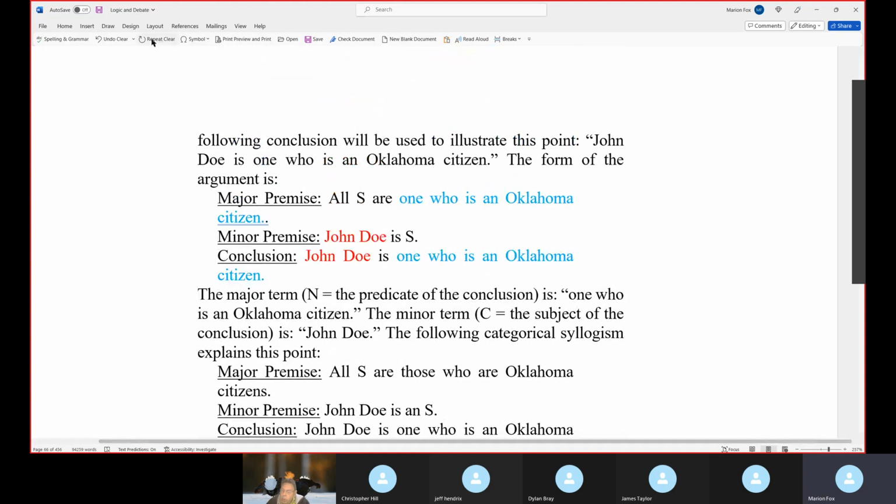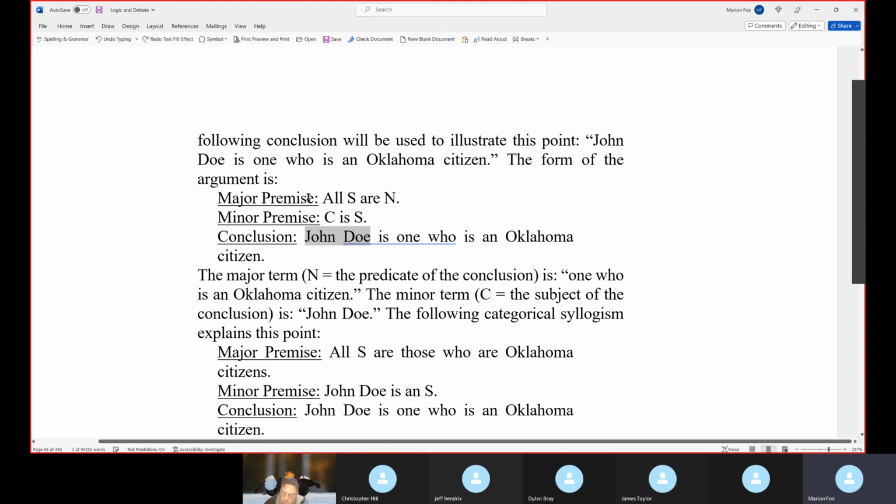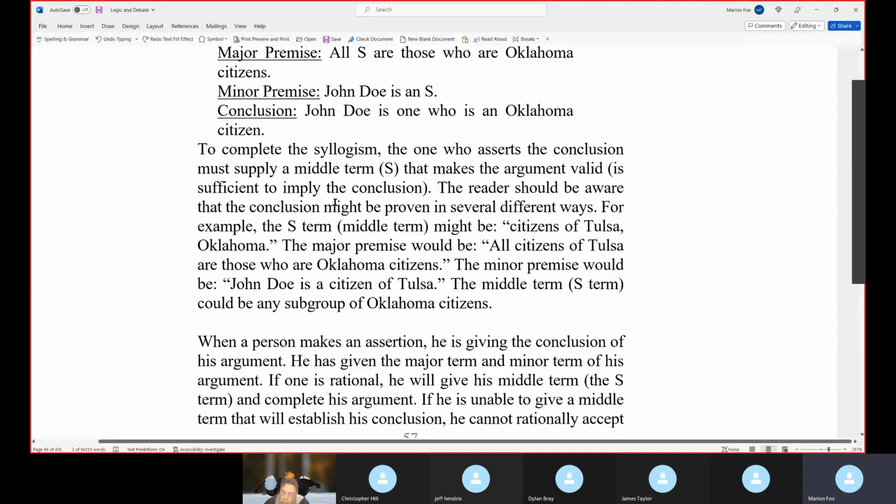Now I'm gonna unhighlight these because this is in my book, so I don't want it messed up. All right. Now we're pretty close to the end of what I want to cover. To complete a syllogism, the one who asserts the conclusion must supply, and I say must, he must do it to be sound, to be rational, a middle term that makes the argument valid and is sufficient to imply the conclusion. And you gave us a good one. We gave Tulsa and Oklahoma City are all Oklahoma citizens, see, so forth.